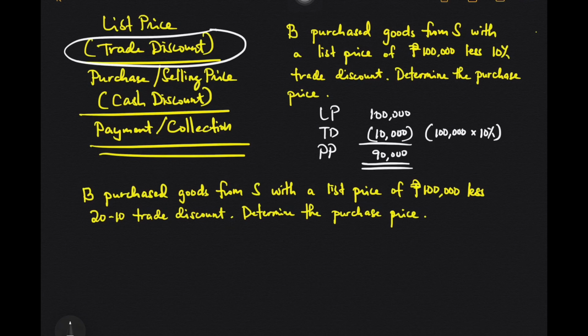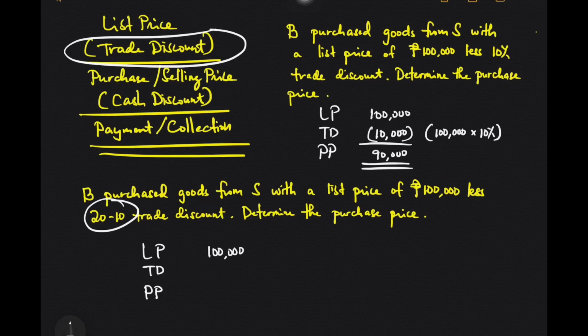How about this transaction? B purchased goods from S with a list price of 100,000 less 20/10 trade discount. Determine the purchase price. So the 20/10 here means that the list price will be discounted by 20%, and after deducting, it will be discounted again by 10%. So how do we do that? First, set the formula. List price minus trade discount to get the purchase price because you're the buyer, and then write the list price 100,000. To compute the trade discount 20/10, actually we can do it 20/10 or we can do it 10/20 in the computation of discount. So first I'll do it 20/10.